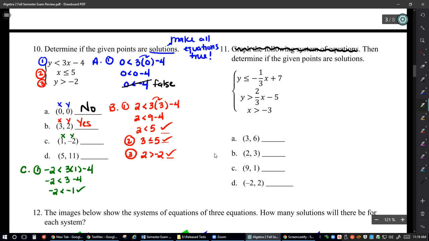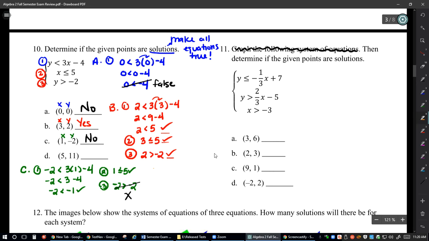Let's check the second one. Is x less than or equal to 5? So 1 less than or equal to 5. That's true as well. And now we check the third one. Y greater than negative 2. Negative 2 greater than negative 2. Well, that's false. Negative 2 is not greater than itself. Negative 2 is equal to itself. And so since we came across something that was false, this is not a solution.